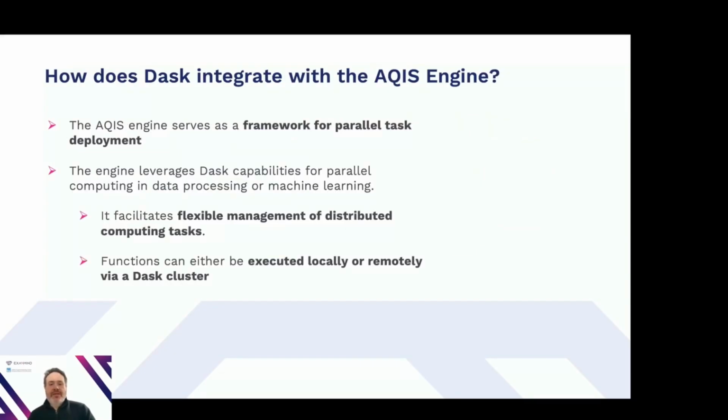So then how does Dask integrate with the Akas engine? The Akas engine serves as a framework for parallel task deployment, and it leverages Dask capabilities for data processing, essentially providing functionality for task management, for distributing tasks, and also functionality for execution modes, whether it should be executed locally or remotely via a Dask cluster.